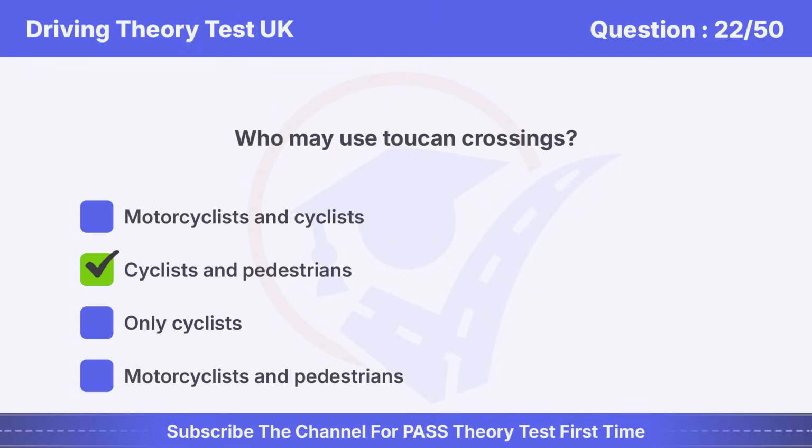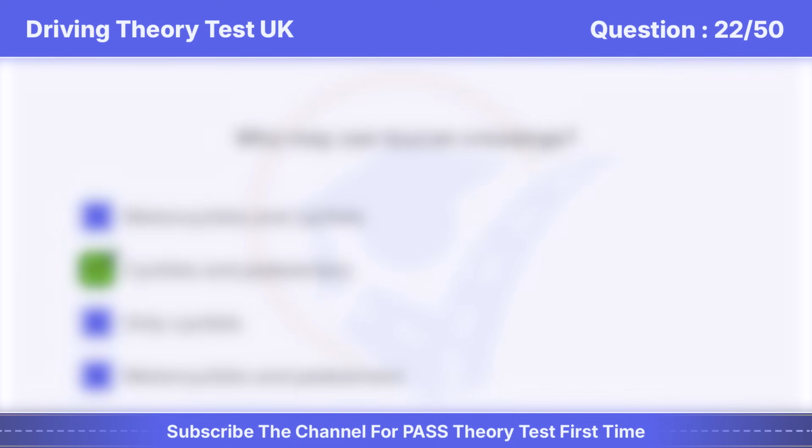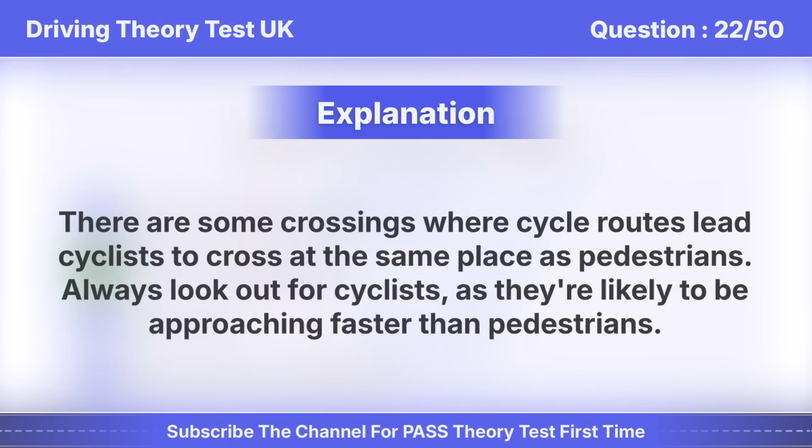Answer is B. Cyclists and pedestrians. There are some crossings where cycle routes lead cyclists to cross at the same place as pedestrians. Always look out for cyclists, as they're likely to be approaching faster than pedestrians.